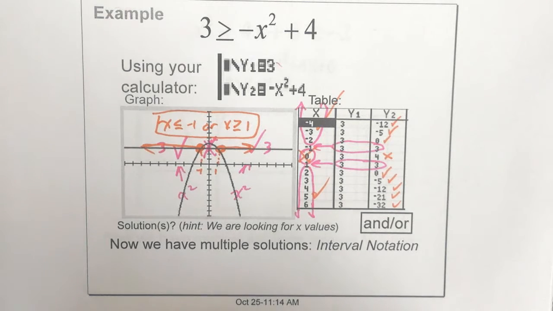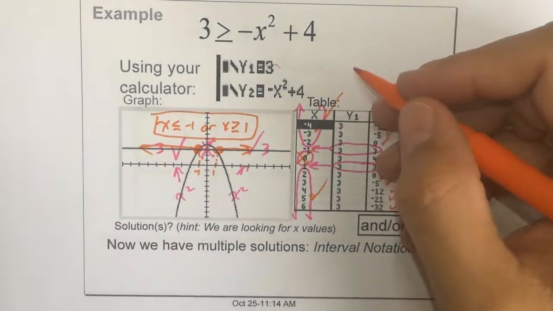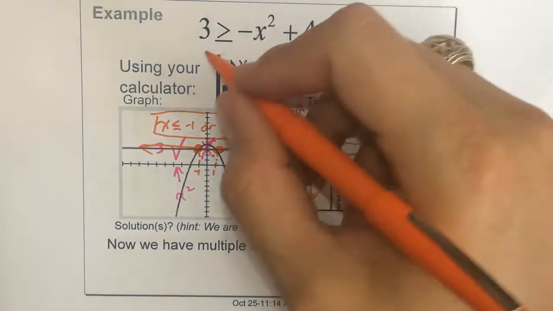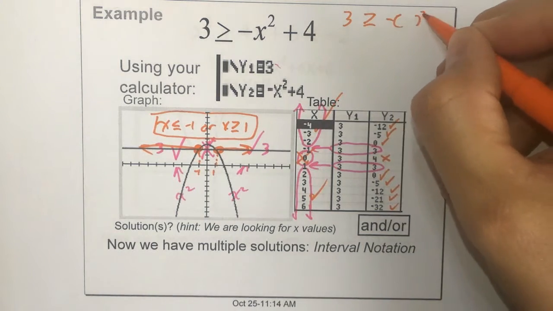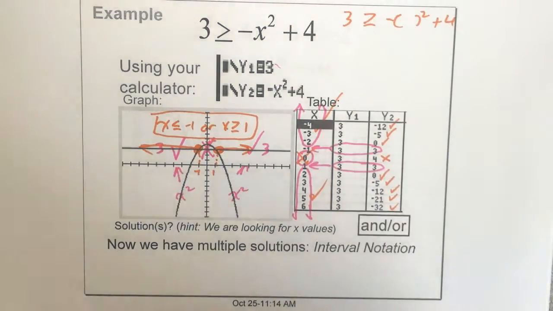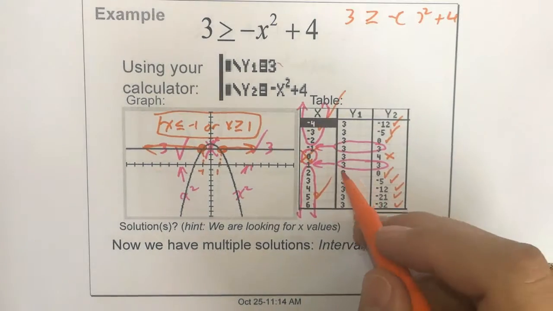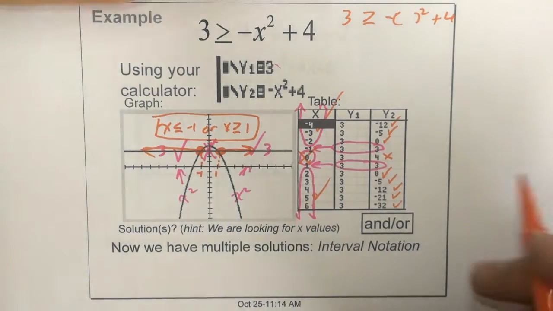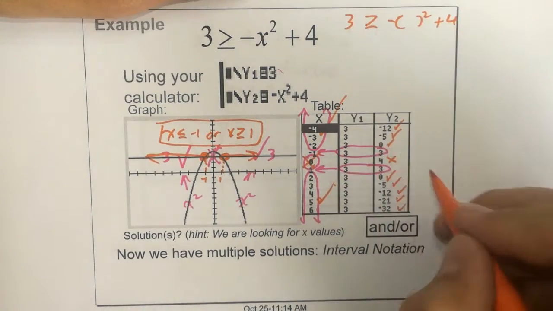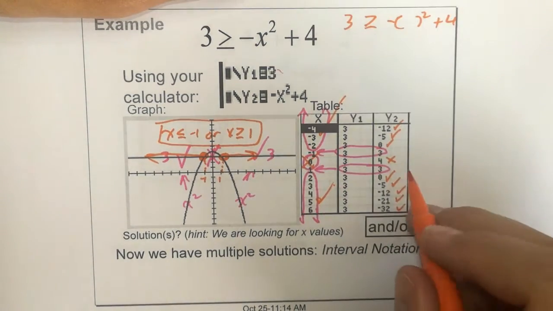There's one other way that I would like for you all to know to test these. To test these, you could plug them into here. So 3, negative x squared plus 4. I always like to plug in 0 and test 0 as my special number. 0 is usually the easiest number to multiply and test in.